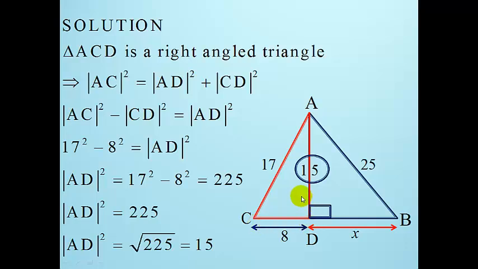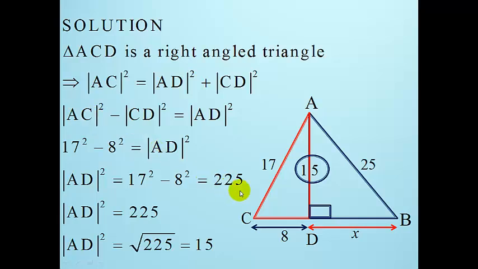And we know that AC square, that is the longest side square, is equal to AD square plus CD square. So that is how come we have AC square equals AD square plus CD square. Now, because we are searching for AD, we make AD the subject. That means that plus CD square on the right hand side becomes minus CD square on the left hand side.